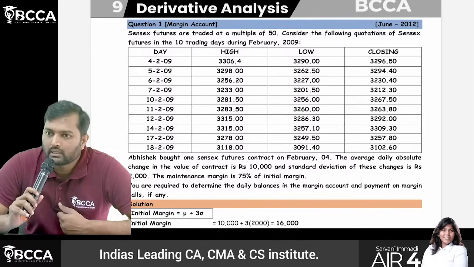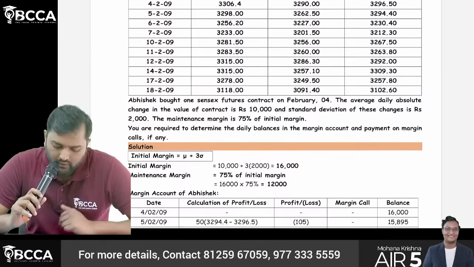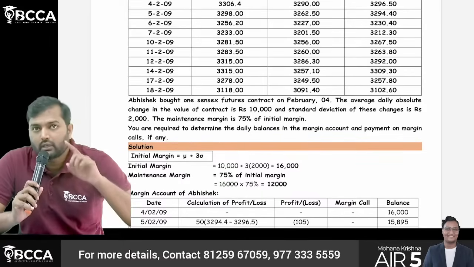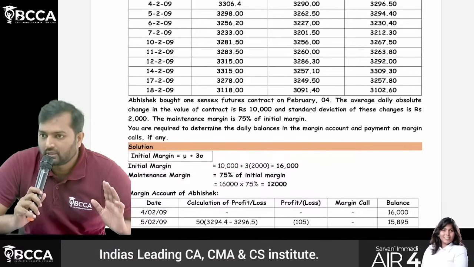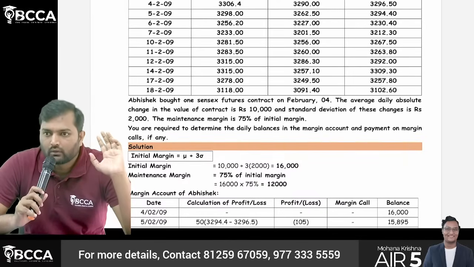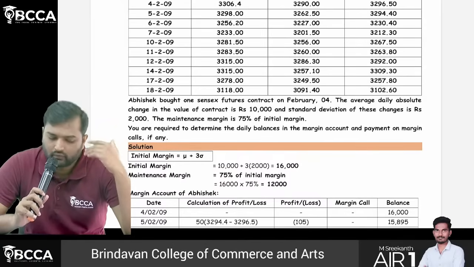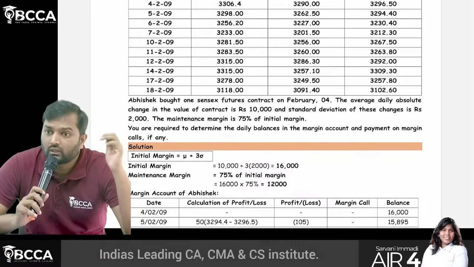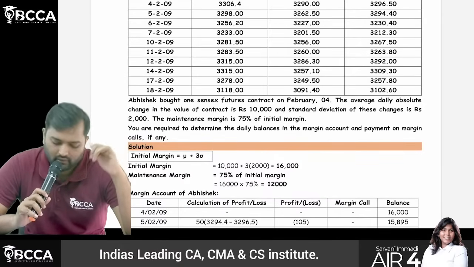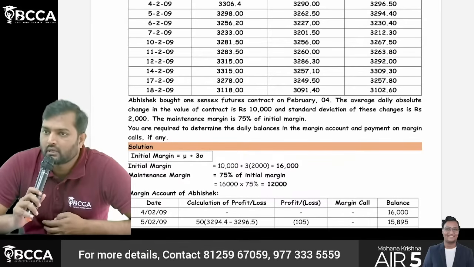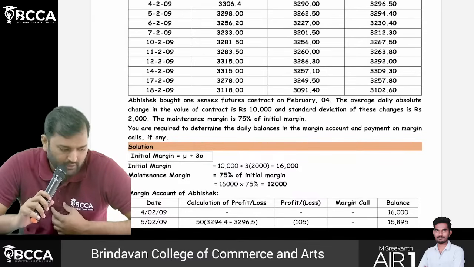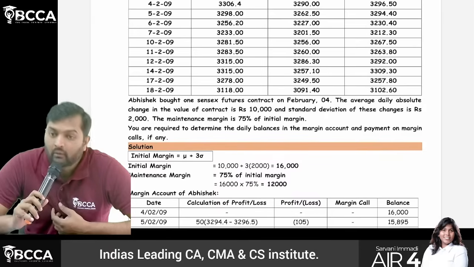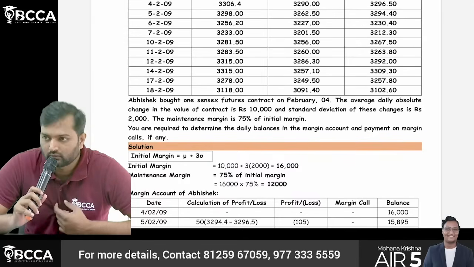So let us see how the margin account works. Simple. First we should find out the initial margin. Sometimes they might give it directly as 10% of contract value. Otherwise, it is daily absolute change plus 3 times the standard deviation. This is the custom. The logic is that a high deposit is collected for high risk securities. If the daily absolute change increases and the standard deviation increases, then obviously the initial margin will also increase. Initial margin is 10,000 plus 3 into 2,000, which is 16,000. Maintenance margin is 75% of 16,000, which is 12,000.